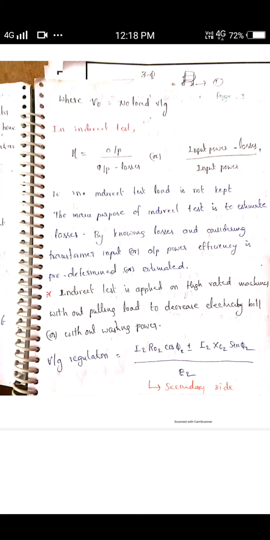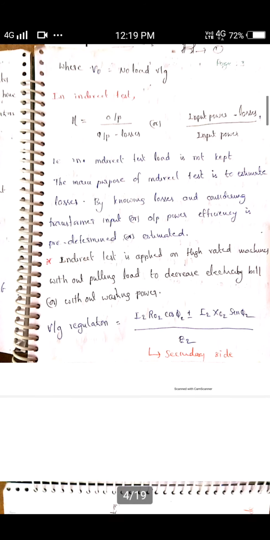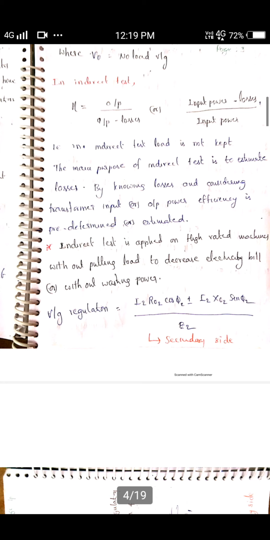So indirect test means we won't put any load, the circuit is open. That's why an example for indirect test is the open circuit test, also called no load test. Here the main purpose of the test is to determine, to estimate, the losses in any machine. Indirect test, as we discussed, is applicable for high rated machines, without putting load.